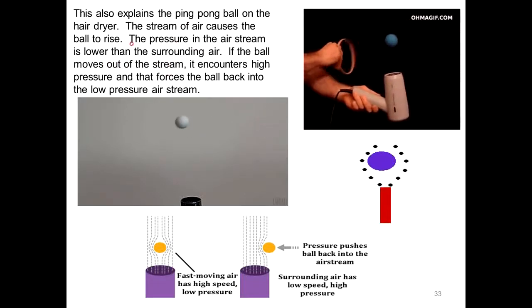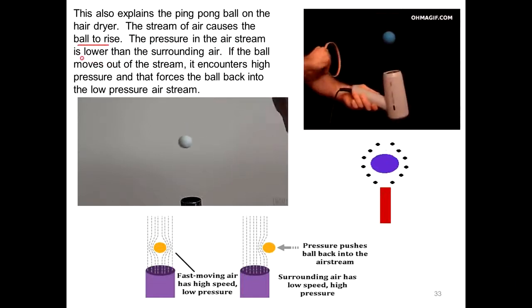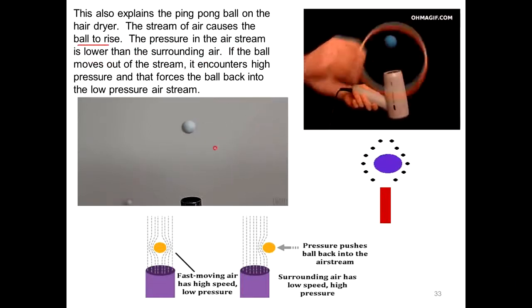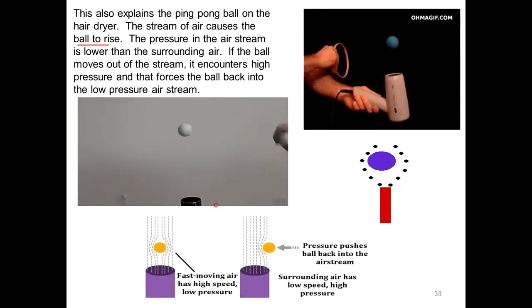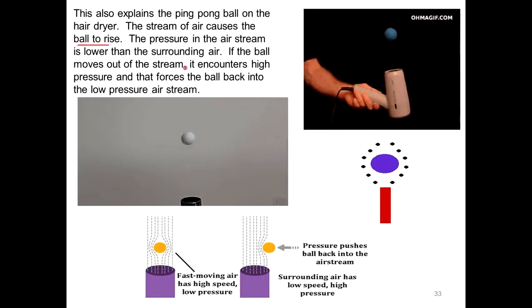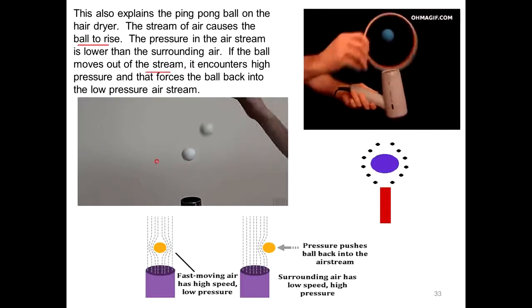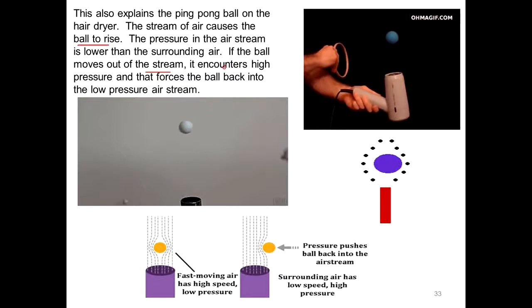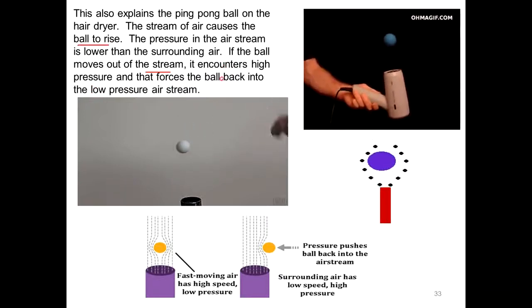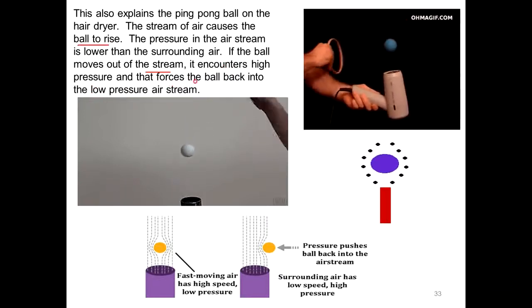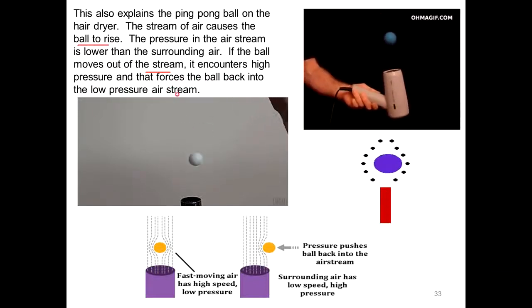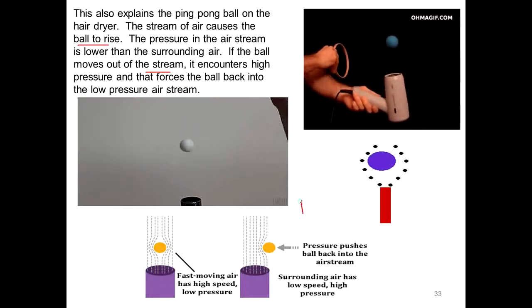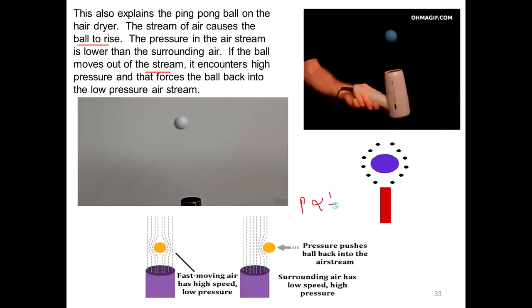The stream of air causes the ball to rise. The pressure in the air stream is lower than the surrounding air. So whatever the pressure in the air stream coming out, it is lower than the surrounding air. If the ball moves out of the stream, if it goes here and there, it encounters high pressure, and that forces the ball back into the low pressure air stream. So that's why I told you the pressure is inversely proportional to the velocity.